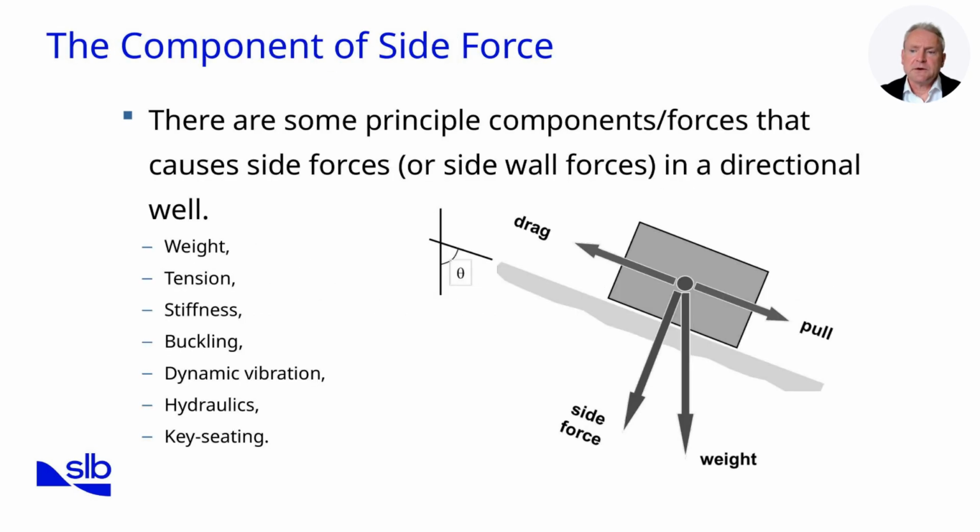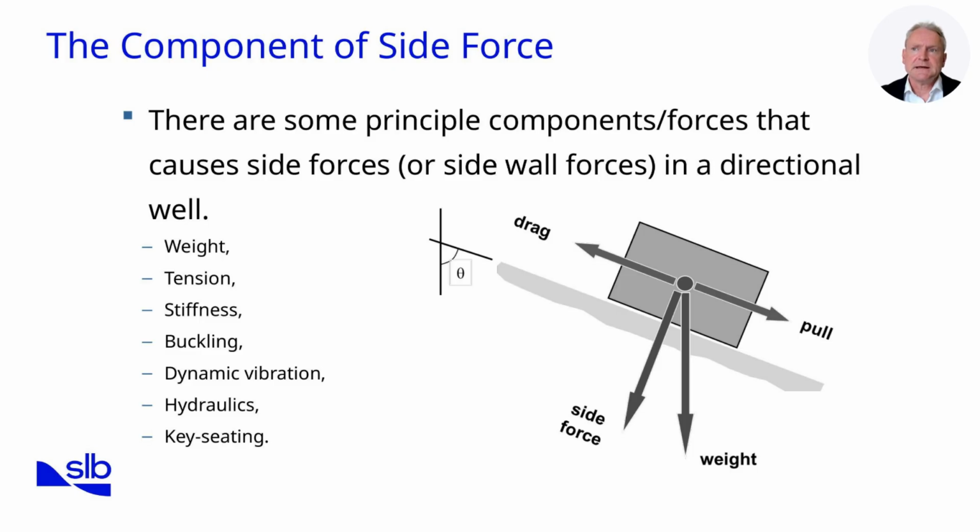In this slide, we focus on the side force component, which is central to understanding torque and drag. The side force arises when the drill string is deflected against the borehole wall due to well trajectory and applied loads. Now let's look at the different components that contribute to side force along the drill string. First, weight. In deviated or horizontal wells, the drill string's own weight pushes it down onto the low side of the hole. This creates normal contact force with the borehole wall, which drives friction.